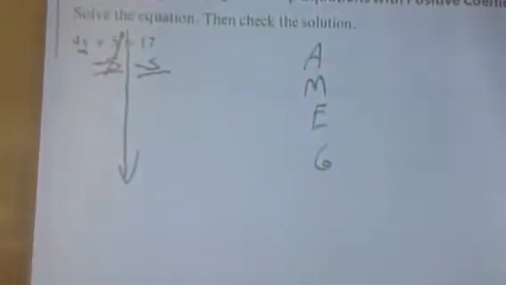To get rid of addition, I use subtraction, so subtract 5 on each side. Those will cancel out like we talked about before. I drop down that 4. I've got 4x equals 17 minus 5, which is 12. Divide each side by 4. That gives me x equals 3.